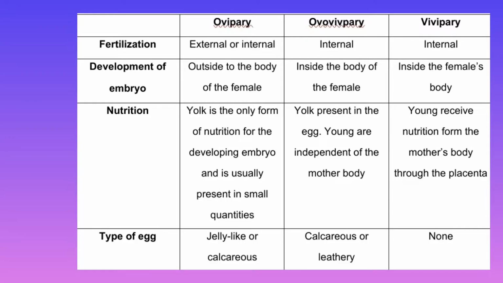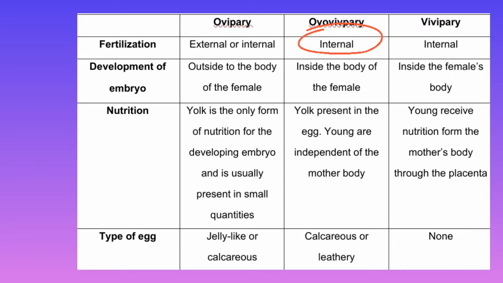As you can see in the table, these three different strategies differ mainly in their fertilization, the development of the embryo, the nutrition the embryo receives, and the type of egg that each strategy has. With oviparity, fertilization can occur either externally or internally, and the development of the embryo happens outside of the mother's body. The yolk is the only form of nutrition that the embryo receives and is usually present in small quantity. The types of eggs that these animals have are usually jelly-like or calcified.